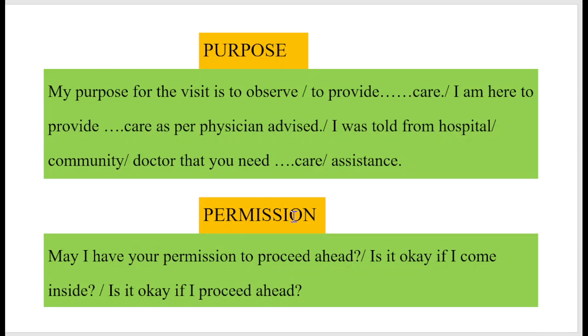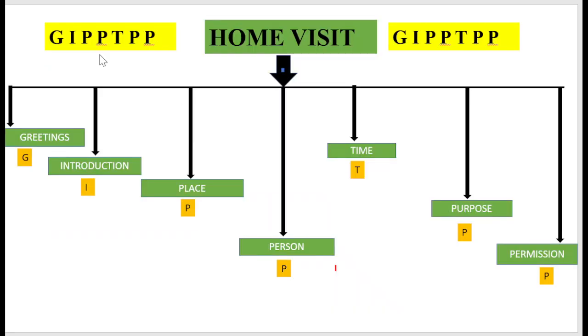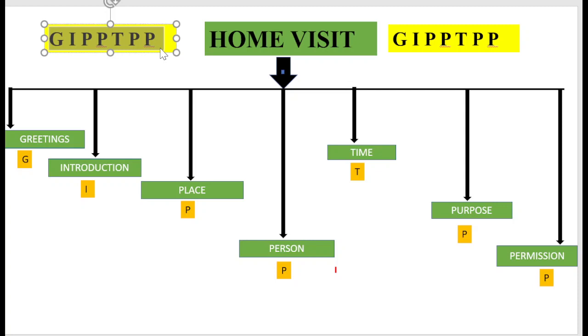Many more sentences are there. You can use any of these, but please don't forget to go in this order: GI, greetings, introduction, place, person, time, purpose, permission. Okay, if you go this way in the home visit, then I'm sure you will get a good score and you will not hesitate, you will not waste your time. So please don't forget this conversation.